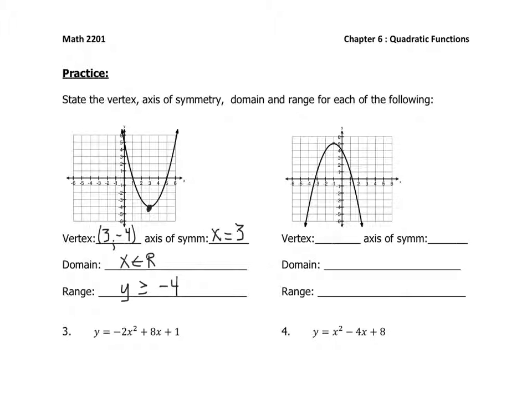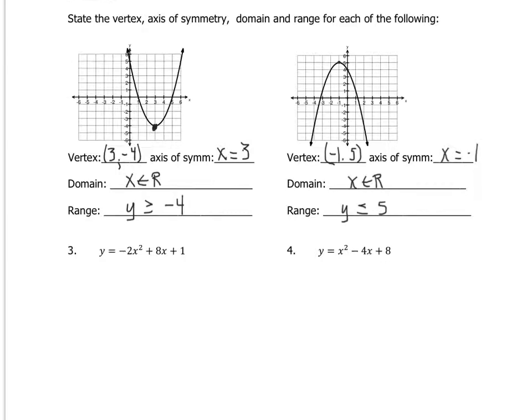The second one here, your vertex would be -1, 5. Axis of symmetry would be x equals -1. The domain would be all real numbers. And the range would be everything less than or equal to +5.